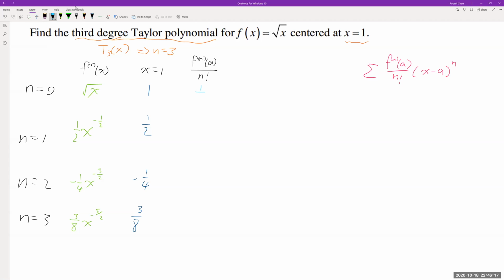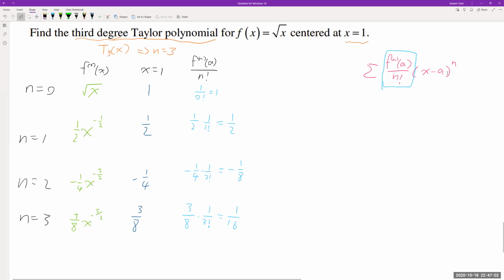So that's 1 over 0 factorial, which is 1. 1/2 multiplied by 1 over 1 factorial, that's 1/2. Negative 1/4 multiplied by 1 over 2 factorial, that is negative 1/8. And then last but not least, 3/8 times 1 over 3 factorial. So that's actually 3 over 48, so 1 over 16. So these are your coefficients of the series, and all we need to do is put them in.